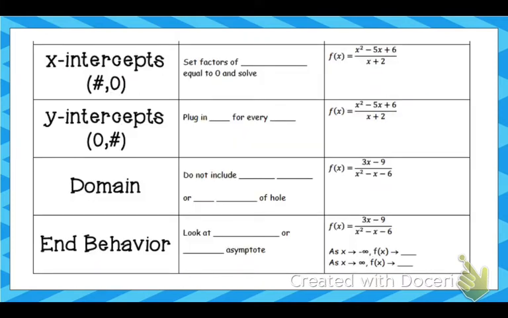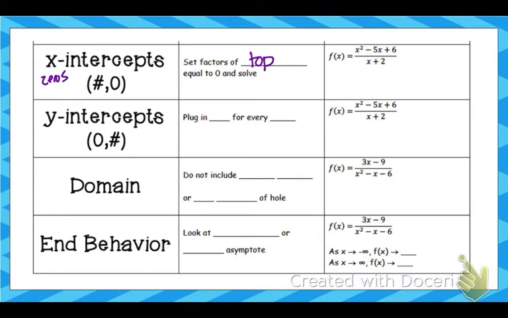The other things we're going to look at are the same things we found in many of our other units this year: x-intercepts, y-intercepts, domain, and end behavior. So x-intercepts, remember, those are coordinates. It's going to be some number, comma, 0. The way we find an x-intercept is we set the factors of the top equal to 0. The reason is because if you have a 0 at the top of the fraction, it doesn't matter what's on the bottom, you get 0. And that's what x-intercepts are. They're zeros. Remember, another word for that is zeros.